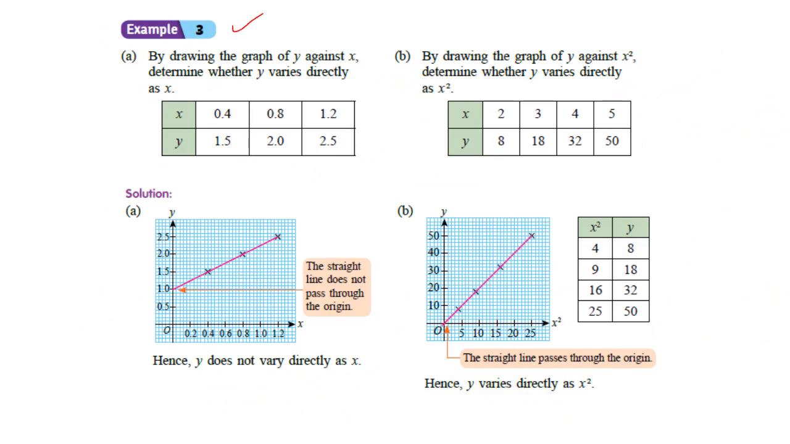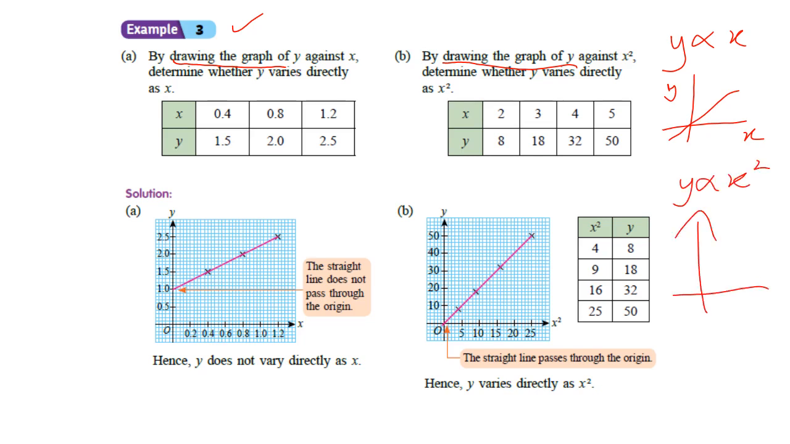Next, example 3. By drawing the graph, how do you determine whether the two quantities vary directly? So you just check on the what? When it varies directly, it must pass through the origin. This is y, this is x, must pass through the origin. If this is y and this is x square, it must pass through the origin. Then it is a direct variation.